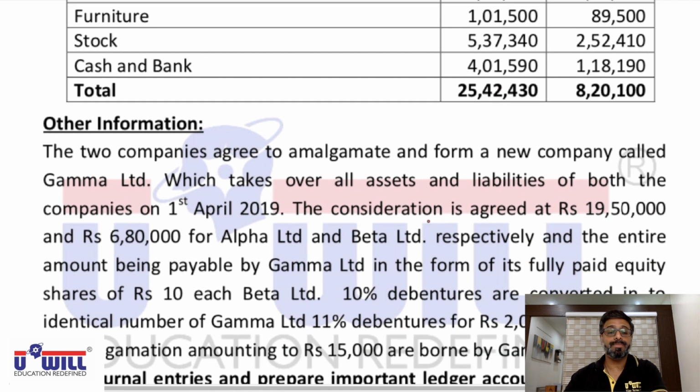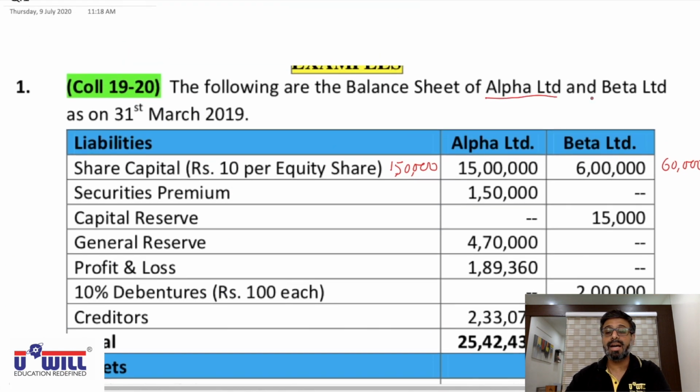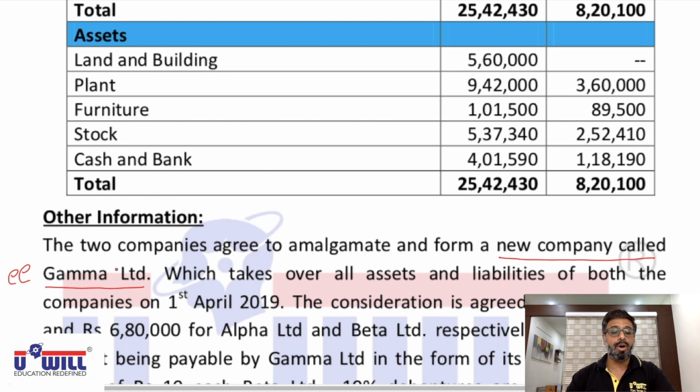Other information now. The two companies agree to amalgamate and form a new company called Gamma Limited. Gamma Limited is the new company, that is the transferee company, marked as EE. Old companies Alpha and Beta are going into liquidation, so they are transferor companies, marked as OR. I repeat, Alpha Limited and Beta Limited are going into liquidation; they are transferor companies, mark them as OR. Gamma Limited is the new company formed; mark it as transferee company, EE.